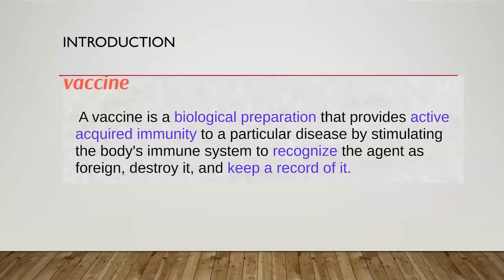So before we go to the types of vaccination, what is a vaccine? A vaccine is a biological preparation that provides active acquired immunity. So these highlighted words are important. It's a biological preparation that provides active acquired immunity to a particular disease by stimulating the body's immune system to recognize this agent as a foreign one, destroy it, and then keep a record of it for future use.